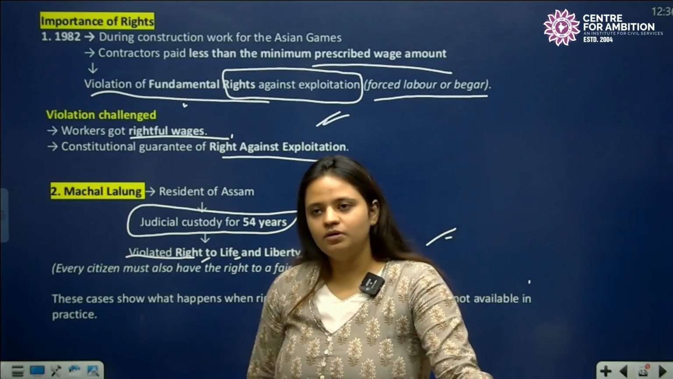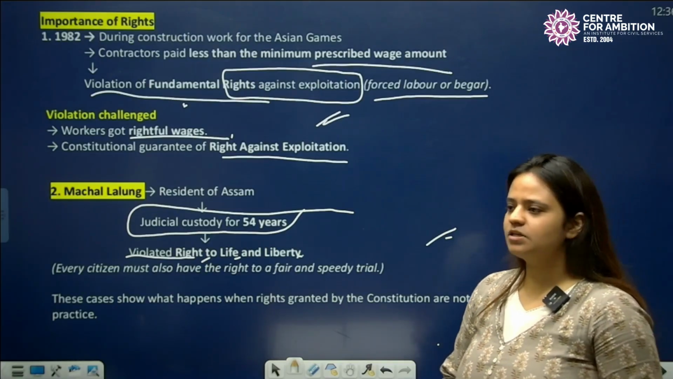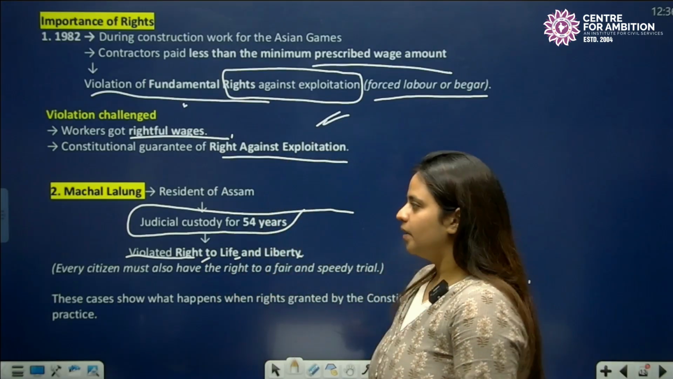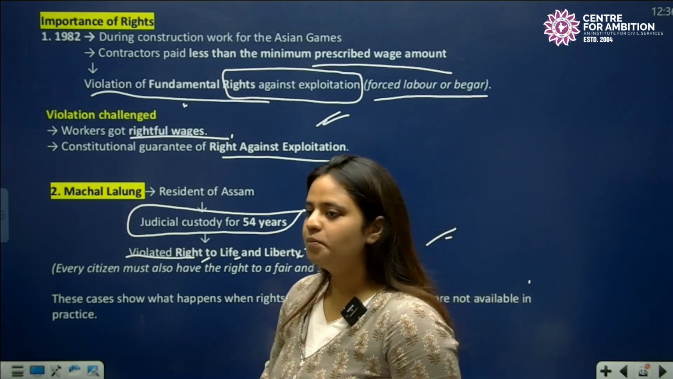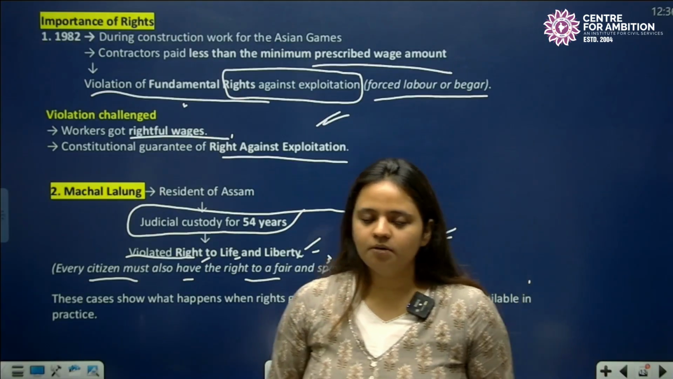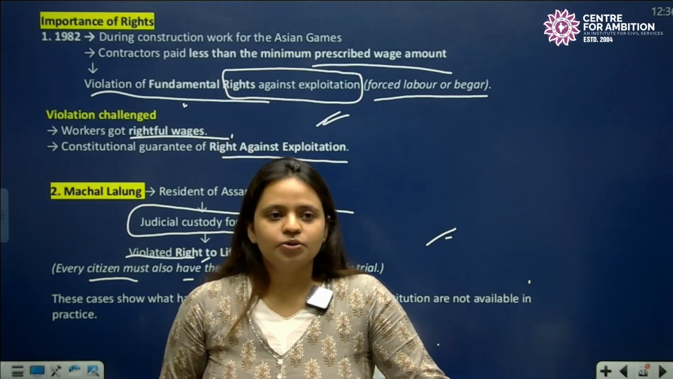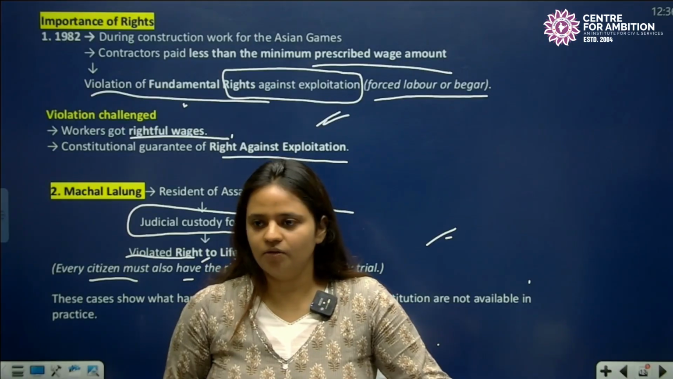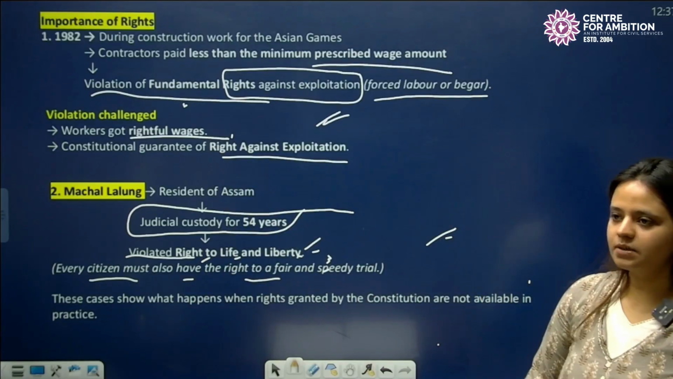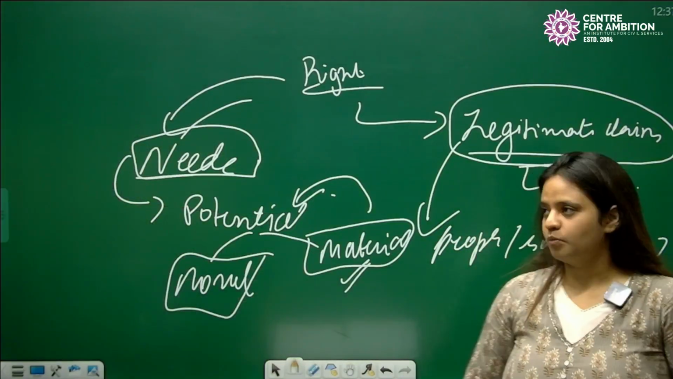Okay? Right to life and liberty does not mean that a person should be alive. Okay? It has a very broader scope that is defined by Supreme Court that we will study later. But right to life and liberty also means that a person must have right to a fair and speedy trial. It does not mean that the person should barely be alive. It also means that a person should live a life of dignity. Okay, that is a broader scope. We'll read further. So these are the two cases which tell about the relevance, about the importance of the right in our daily lives, why the right is very much important for us.